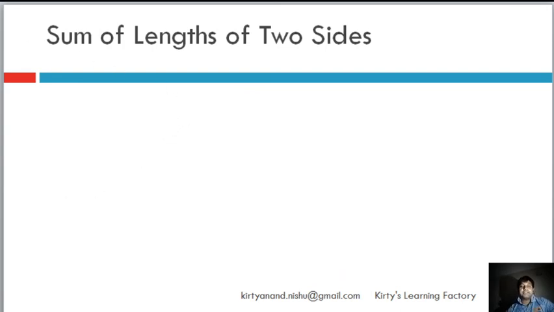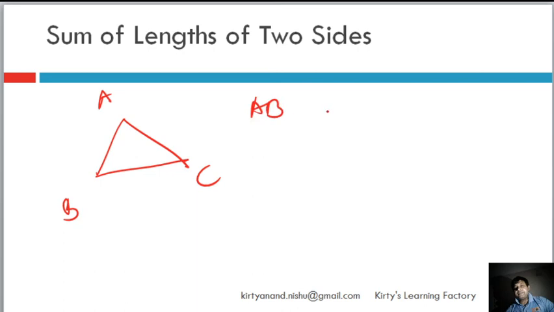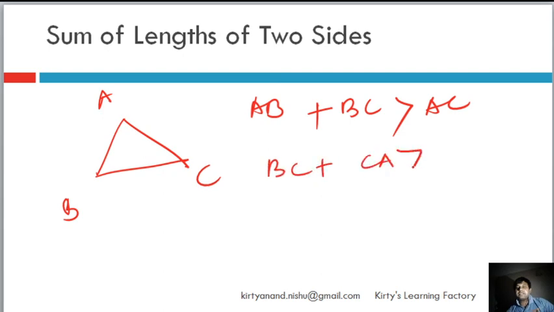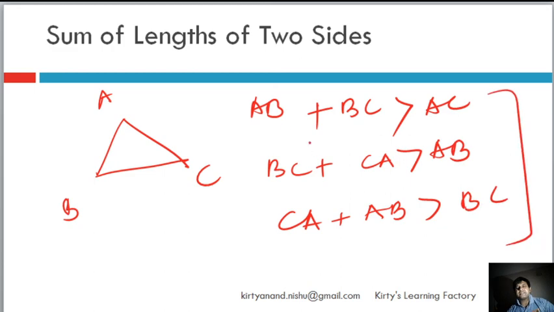Sum of the lengths of two sides. In a triangle ABC, we have three sides, AB, BC and AC, right? Now guys, the sum of any two sides will always be greater than the third side. So AB plus BC will be greater than AC. Similarly, BC plus CA will be greater than AB, and similarly CA plus AB will be greater than BC, for all triangles, and you can just visualize it and see, right?